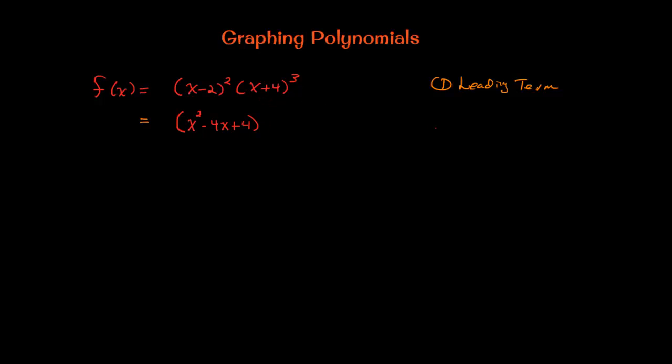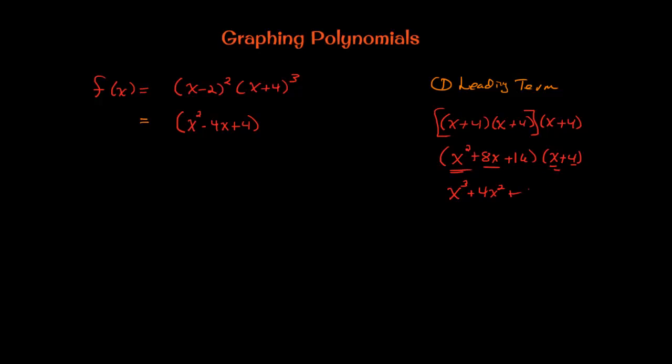If we were to expand out (x plus 4) cubed, that would be (x plus 4) times (x plus 4) times (x plus 4). Multiplying two of these together, we have x squared plus 8x plus 16, still times this last (x plus 4). x squared times x gives me x cubed. x squared times 4 gives me 4x squared. 8x times x gives me plus 8x squared. 8x times 4 gives you plus 32x. 16 times x gives me plus 16x. And 16 times 4 gives me 64.